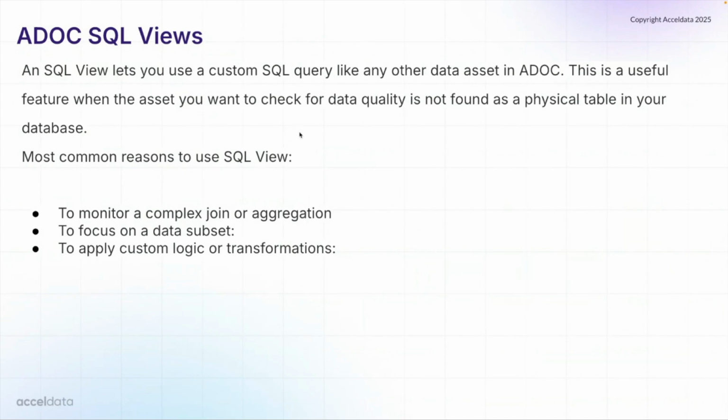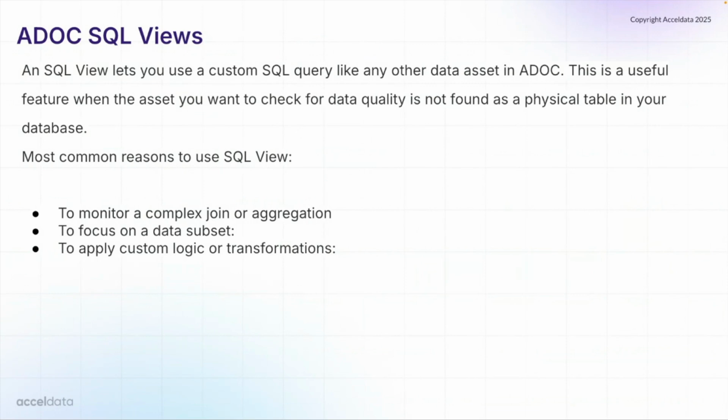The most common reasons to use SQL views are: one, to monitor a complex join or aggregation. Instead of creating a new physical table in your data warehouse, you can write a join or a group by query and then save it as a SQL view. This allows you to run data quality checks directly on the results of the query without having the overhead of maintaining a physical table on the database side.